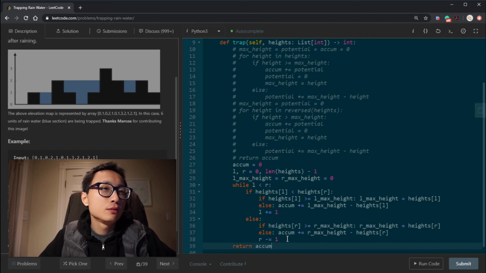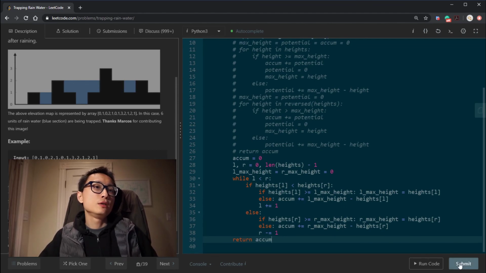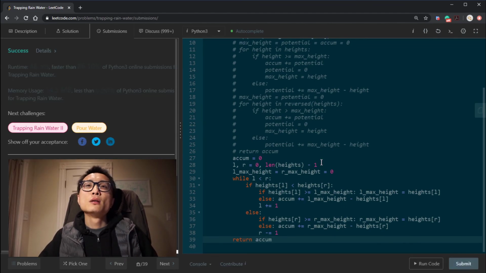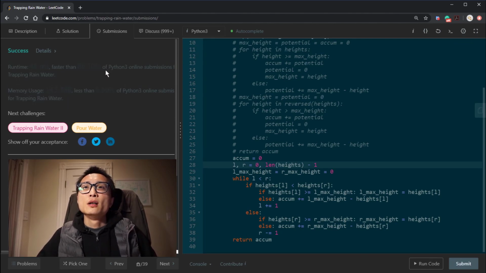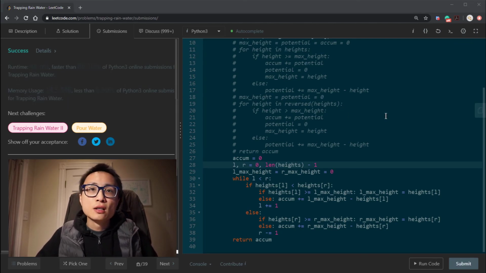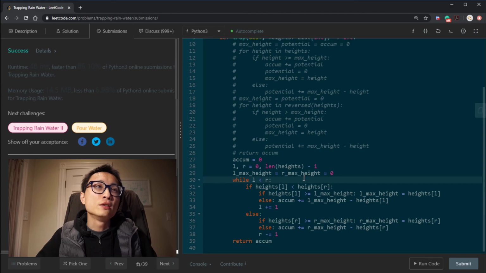Let me just finally double check. Okay, yeah, so that's the code. Let me submit. Okay, slightly faster. Anyway, based on the analysis, you know that it's pretty much optimal. It's just one pass and a few variables, so it's constant space.